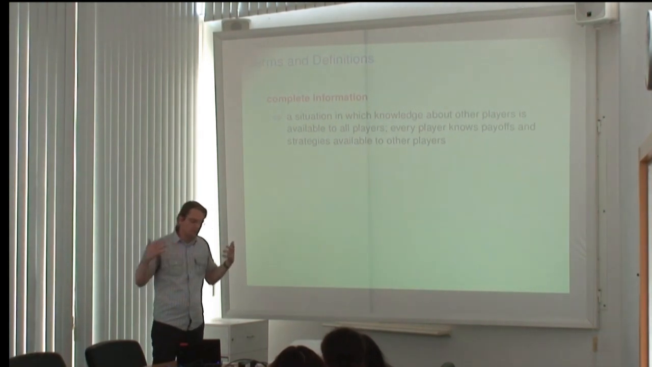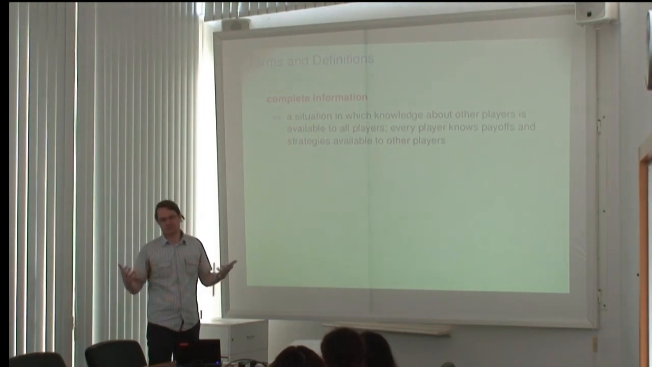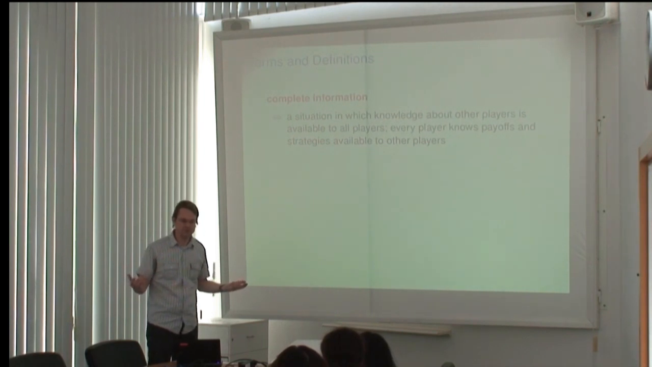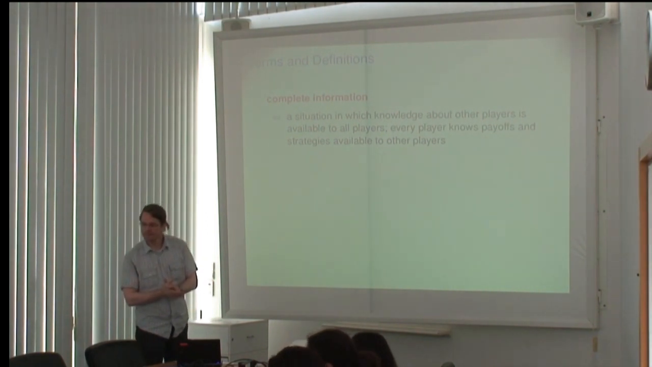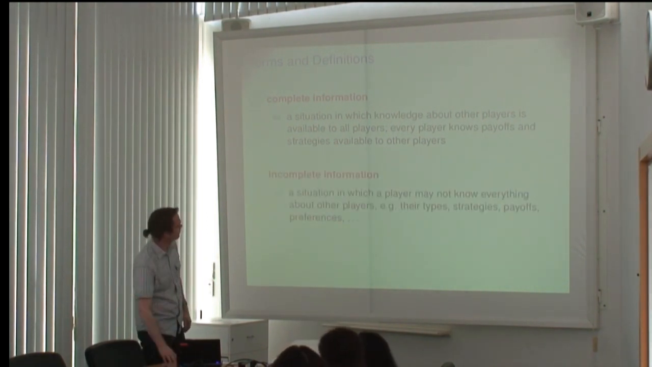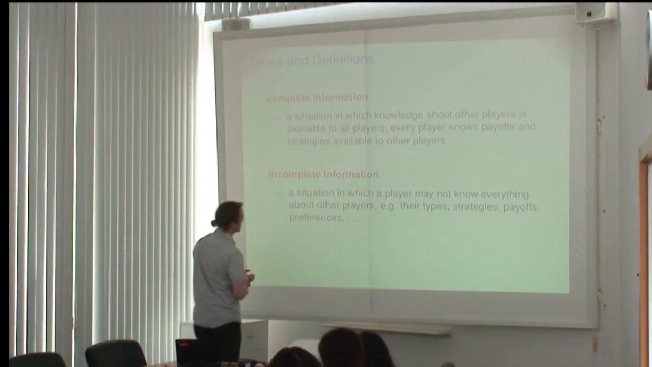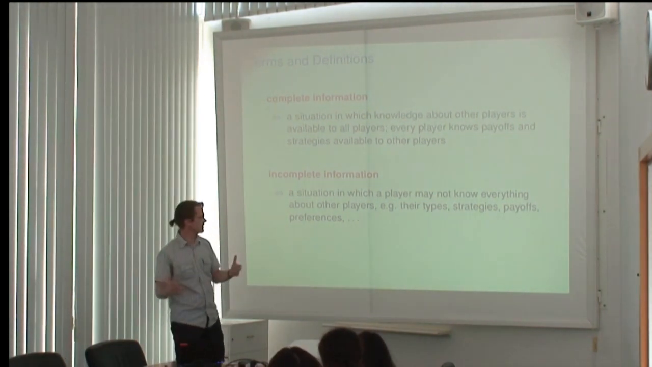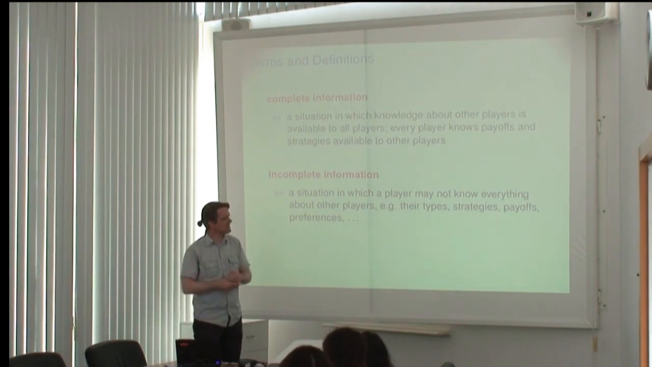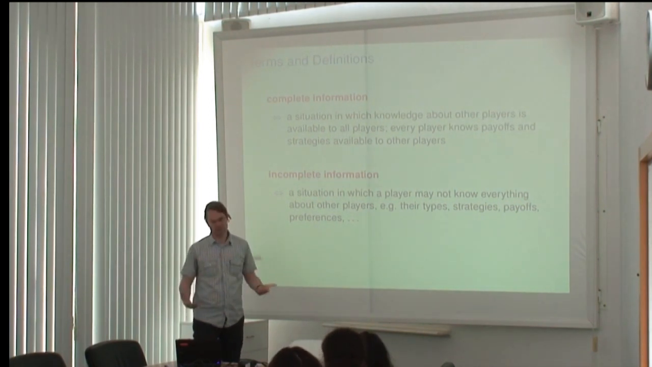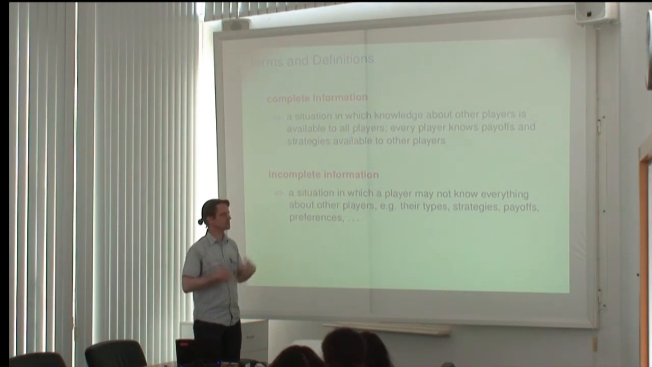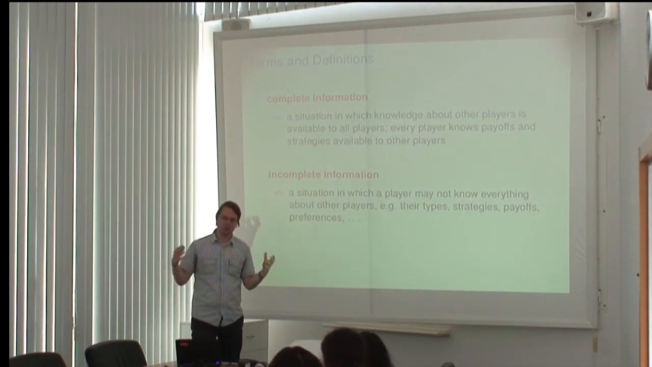Well, if there is a situation of complete information, that suggests that there might also be a situation of incomplete information, right? Sort of the opposite. What could that be? One of the conditions is violated here. Yeah. So an incomplete information game refers to a situation in which a player may not know everything about other players. May not know their strategies, may not know about possible payoffs or preferences.